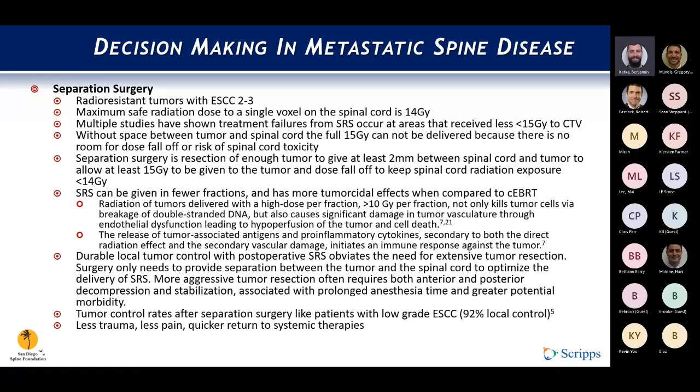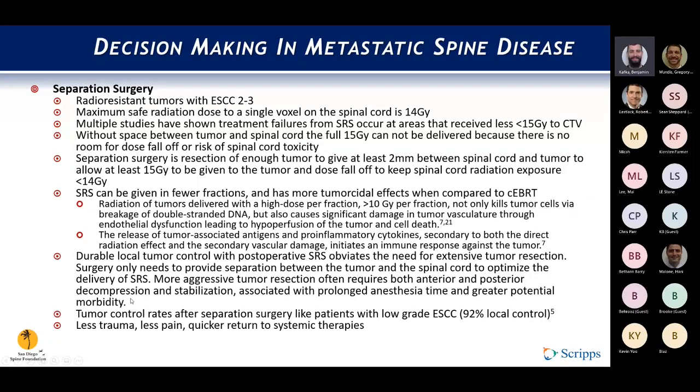And the durable local tumor control rates of stereotactic radiosurgery really make it so that you don't have to resect that much tumor, because the tumor control rates with stereotactic are so good. And so you only need to take out enough tumor to allow the radiation oncologist to deliver those tumor ablative doses. And anything more than that is just increasing the duration of the surgery, prolonging anesthesia, and providing longer chances for possible neurologic morbidity.